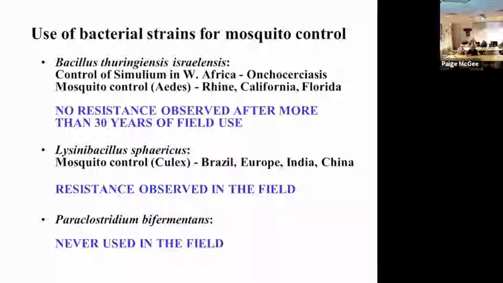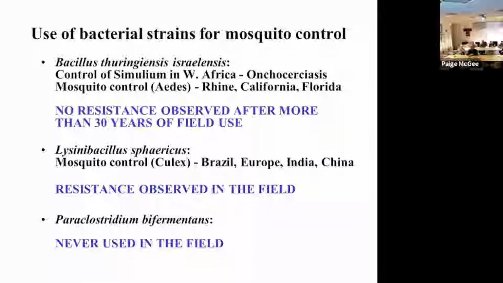Now, there are two main strains that are used for mosquito control. The top one, for example, is israelensis. And israelensis has been used extensively, for example, for black fly control in West Africa. And this was done at a regional level in the Niger Delta. It was for the control of black fly for onchocerciasis control, which is river blindness. So BTI, together with the use of ivermectin, led to essentially the attenuation of the disease in that particular area.